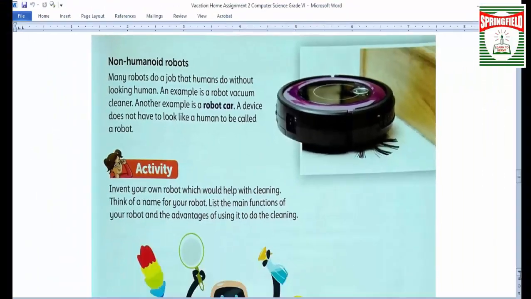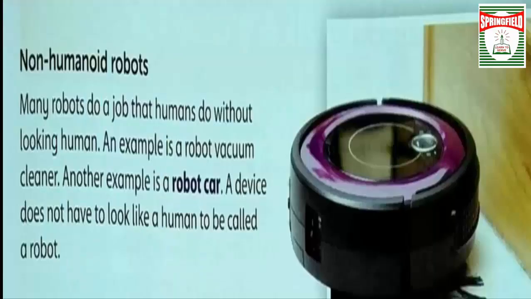Non-humanoid robots. Many robots do a job that humans do without looking human. An example is the robot vacuum cleaner. Another example is a robot car. A device does not have to look like a human to be called a robot.